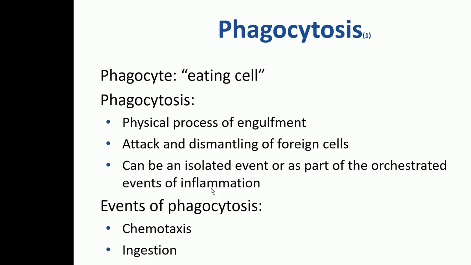Phagocytosis is a process in which these phagocytic cells can engulf the microbes and digest them. And that's what we're going to talk about, the different steps in the events of phagocytosis, which include first of all chemotaxis, ingestion, phagolysosome formation, destruction, and excretion.